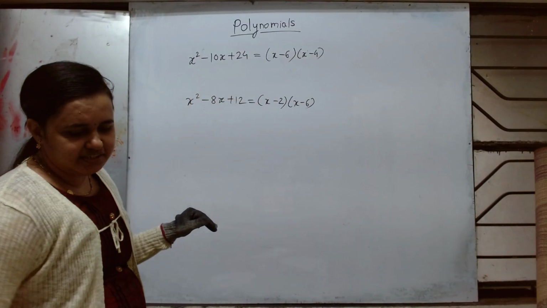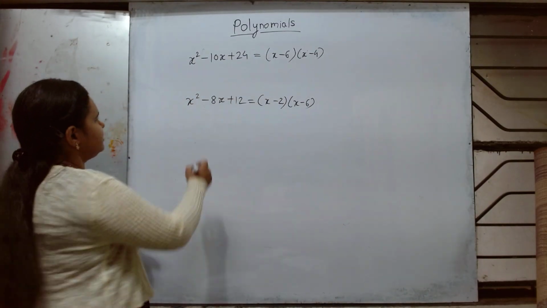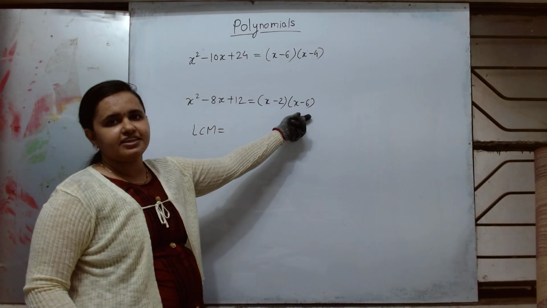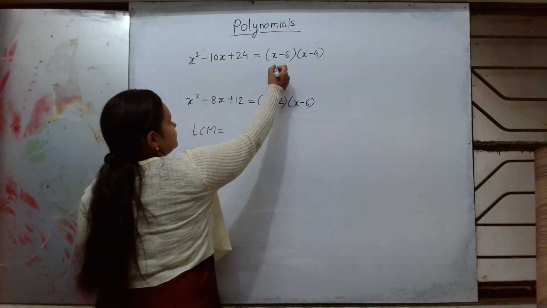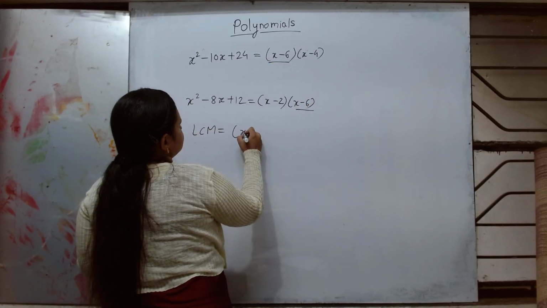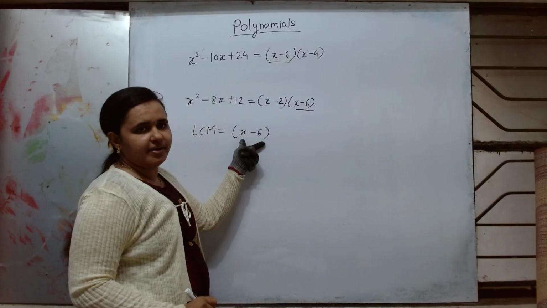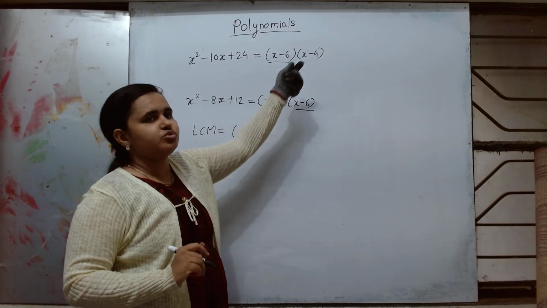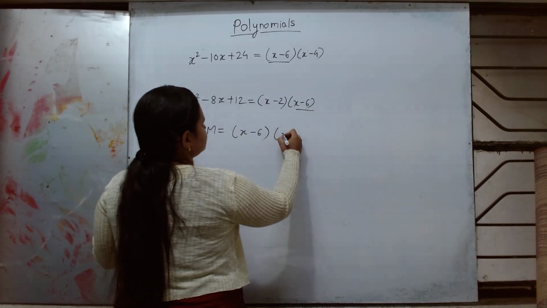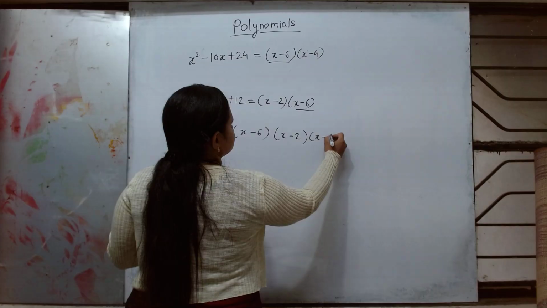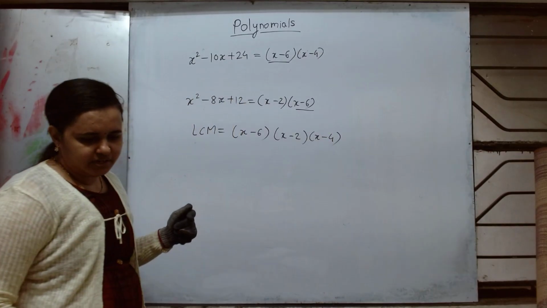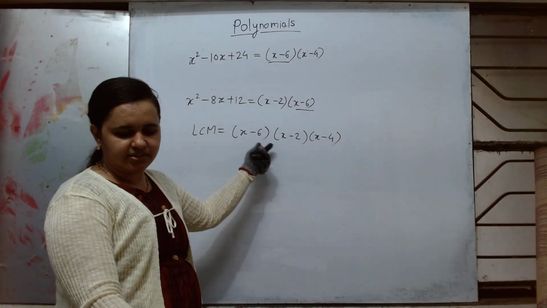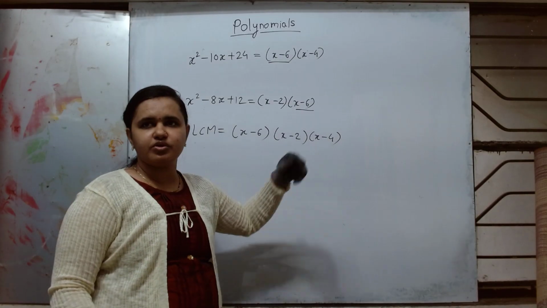And we have to find the LCM. First we find the common factors. The common factor is x minus 6, so we will write it only one time. Then the uncommon factors are x minus 2 and x minus 4. So the option is the third one: LCM is x minus 6, x minus 2 and x minus 4.